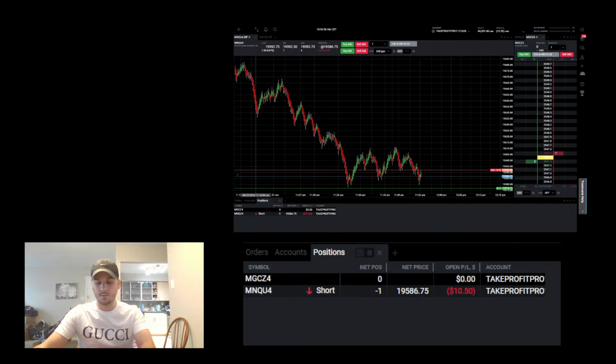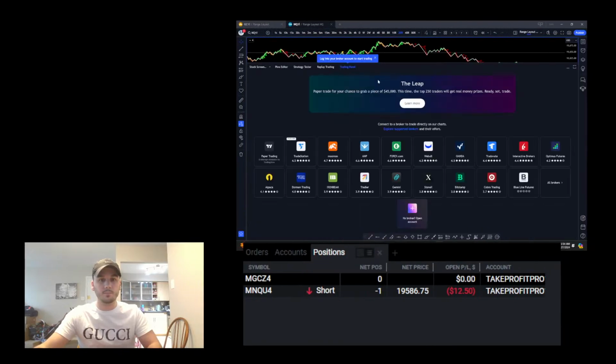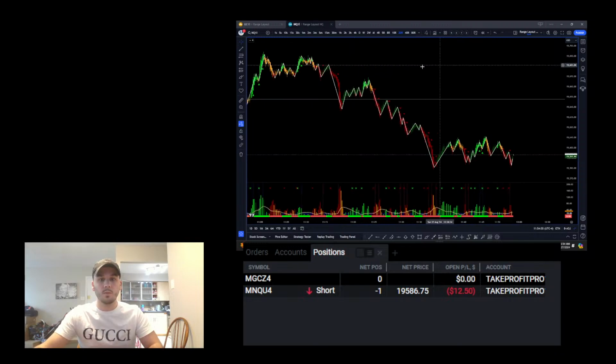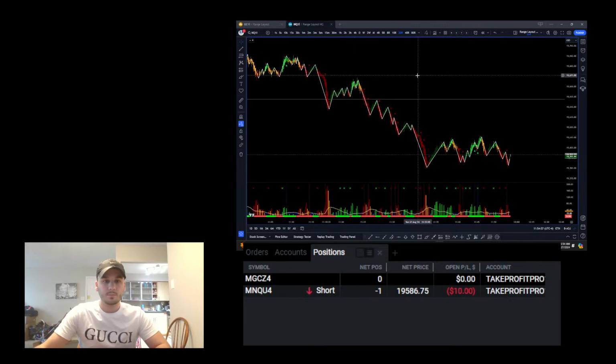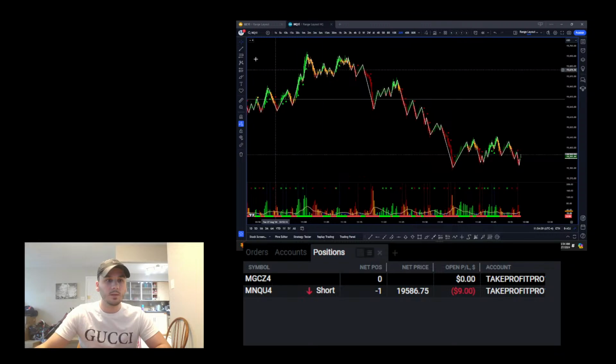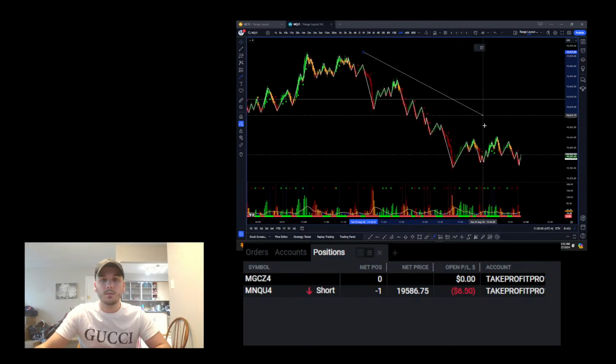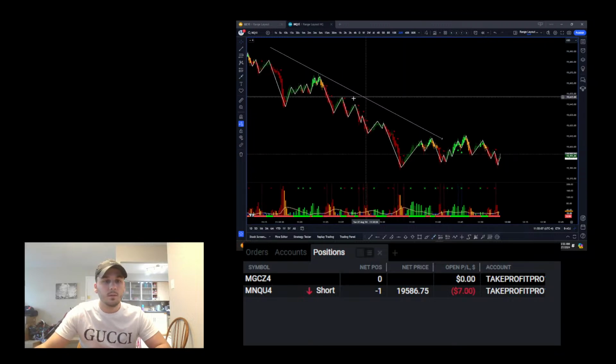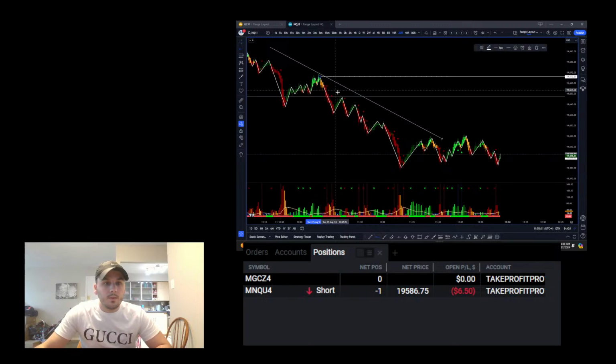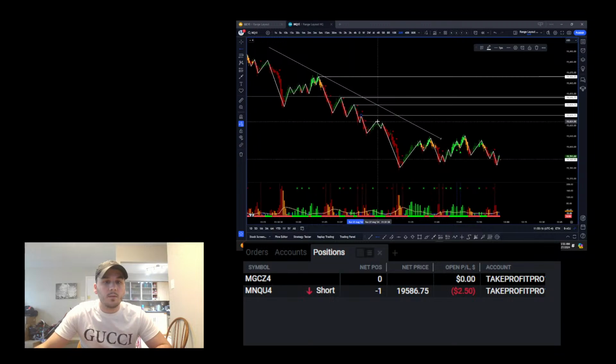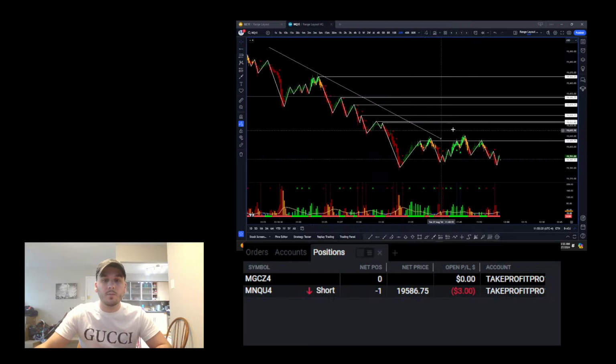Like for instance, we have here some significant selling. None of these pivots have been broken except this one.